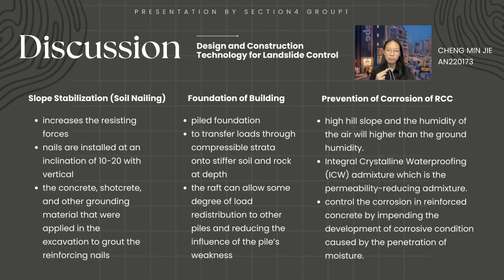The third one is prevention of corrosion of reinforced concrete columns. This is because the building is on the high hill slope, and the humidity of the air will be higher than the ground humidity. So we will use an integral crystalline waterproof admixture, which is a permeability reducing admixture. This admixture can control the corrosion in the reinforced concrete by impeding the development of corrosive conditions caused by the penetration of moisture.